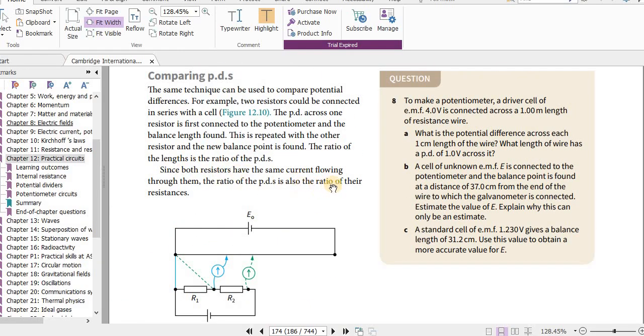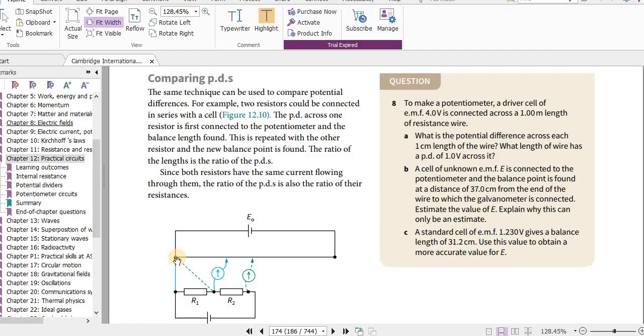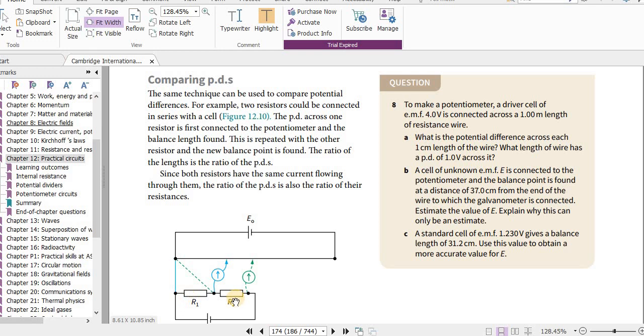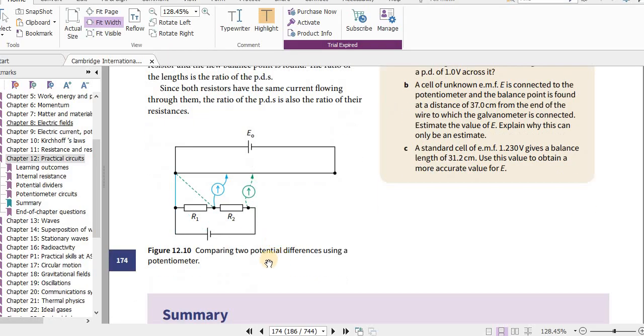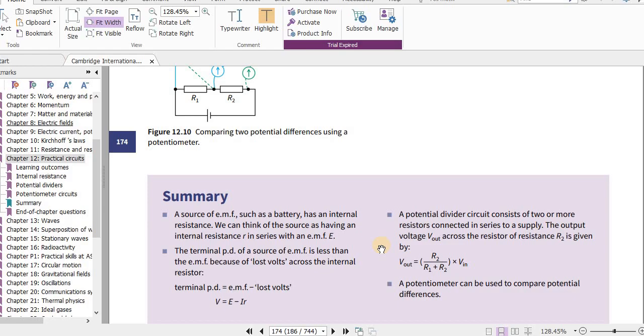Since both resistors have the same current flowing through them, the ratio of the potential differences is also the ratio of their resistances. So we can say V1 from here to here, let's say V1, divided by V2 from here to here is equal to R1 divided by R1 plus R2. Or else we can say from here to here V1, from here to here V2, then V1 divided by V2 is equal to R1 divided by R2. So that's comparing two potential differences using a potentiometer.